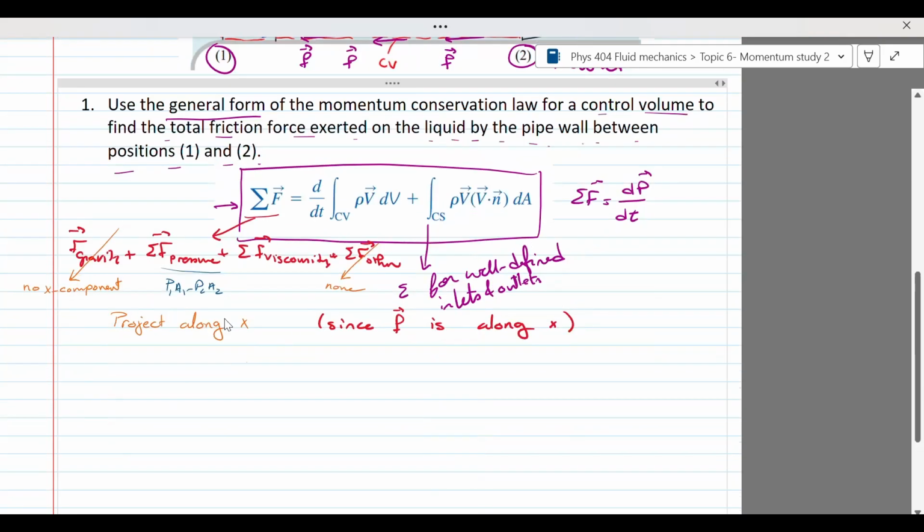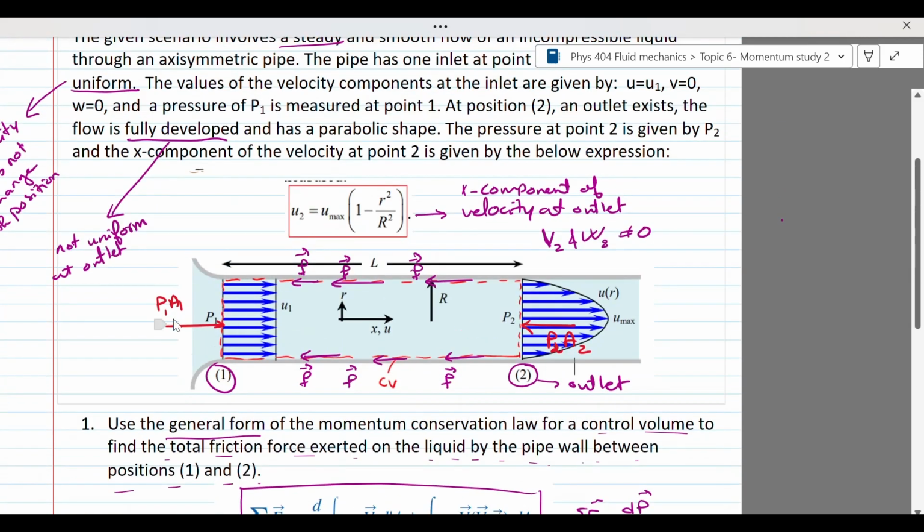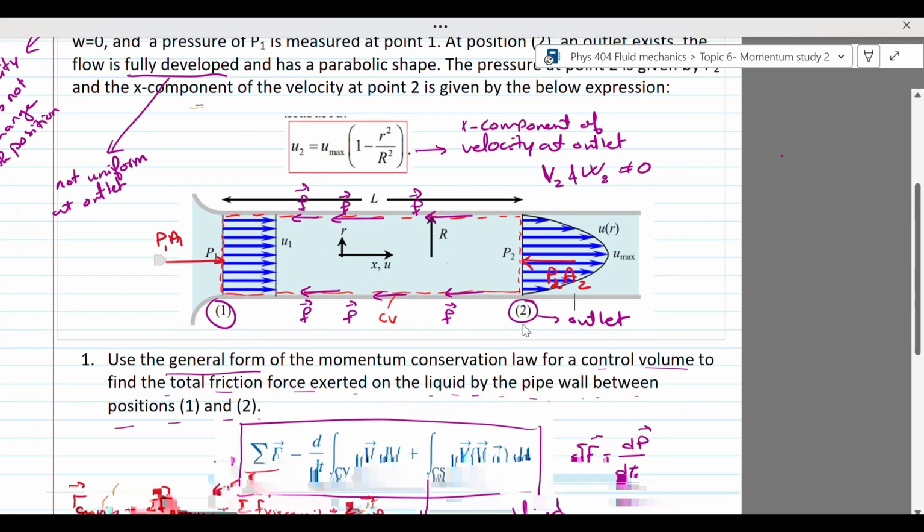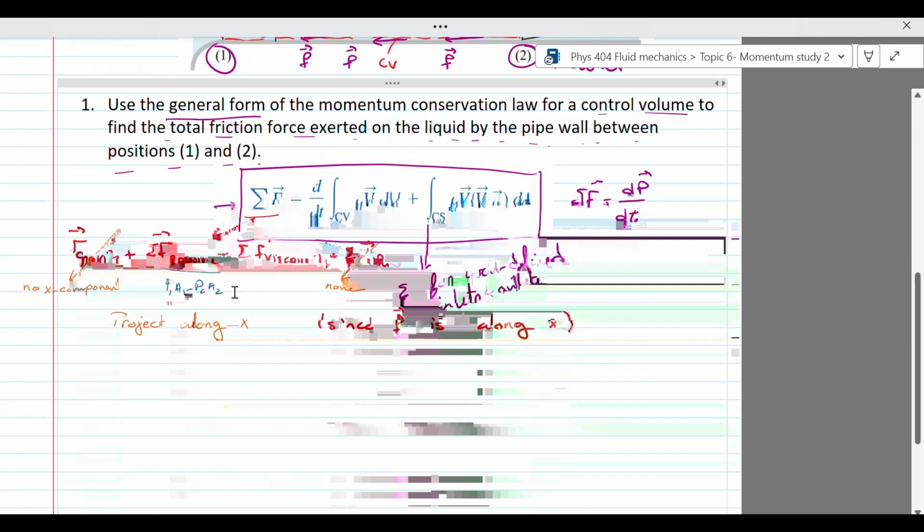This will lead to having the following net pressure force exerted on my control volume. The pressure P1A1 from the inlet points to the right, which means it's a positive quantity in terms of the x components, whereas P2A2 is to the left, which means it will have a negative x component along the x direction. That's why I got the following term for the pressure.